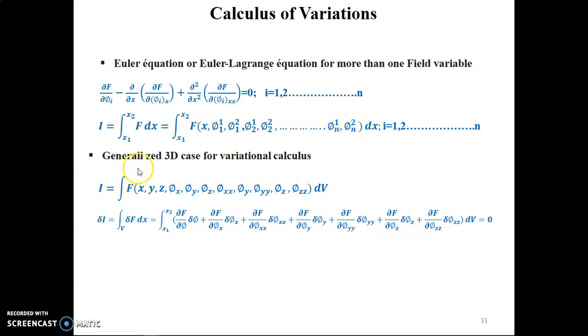In the case of the generalized 3D case, here we are considering only one field variable, but its value will depend upon the x coordinate, y coordinate and z coordinate. In this case, f will be defined as a function of x, y and z, which are the independent variables. Then phi x, phi y, phi z will represent the derivative of the field variable with respect to x, y and z, and these are the double derivatives.